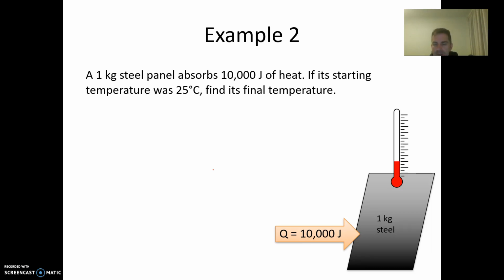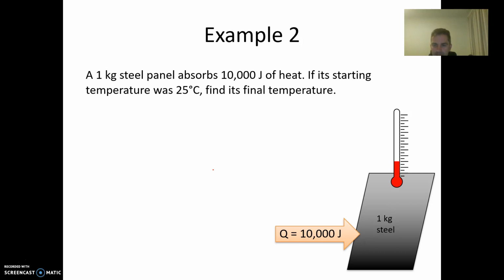So here now we've got a 1 kilogram steel panel. This is the sort of question that people might look at when they're designing, like, an air conditioning system or something along those lines. And that's absorbing 10,000 joules of heat. So if the starting temperature of this panel was 25 degrees Celsius, we want to find its final temperature.